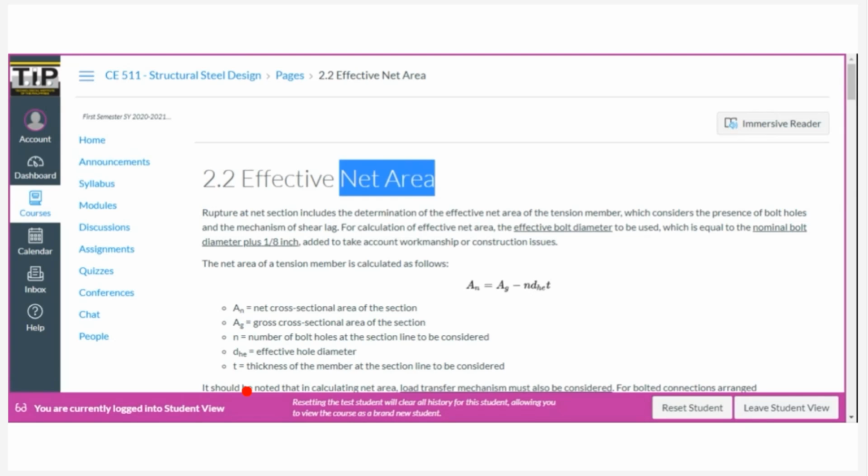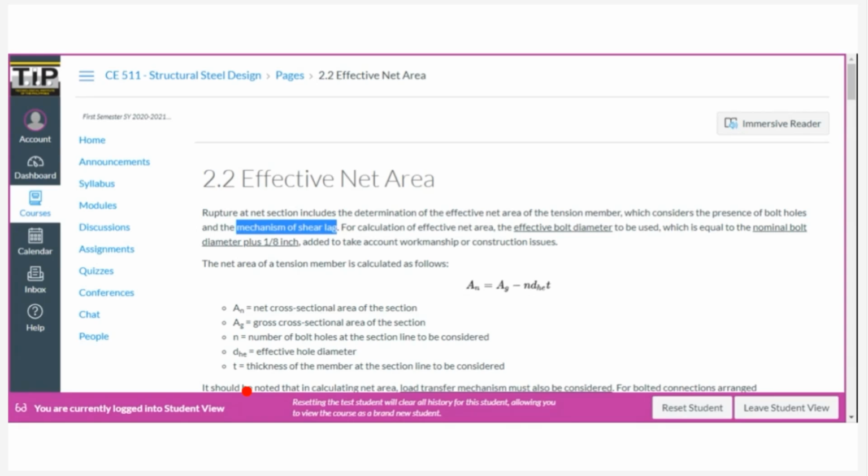One important step in analyzing and designing tension members is the determination of the effective area, which considers two factors. First, the presence of the bolt holes. This one is pretty obvious, right? If you have a bolt hole, the cross section is diminished. And second, the mechanism of shear lag. We will be discussing a bit about this later on.